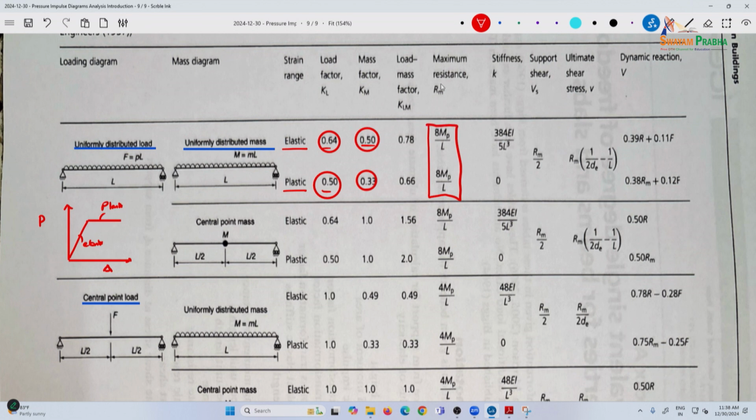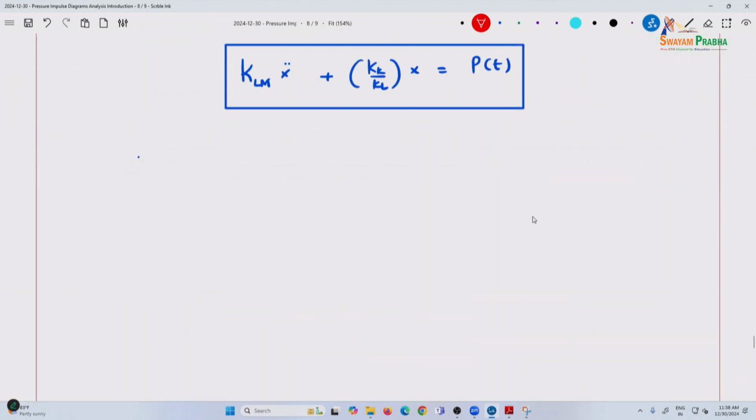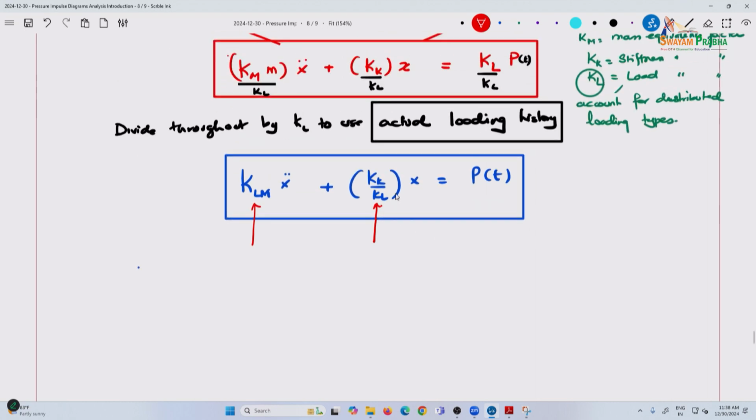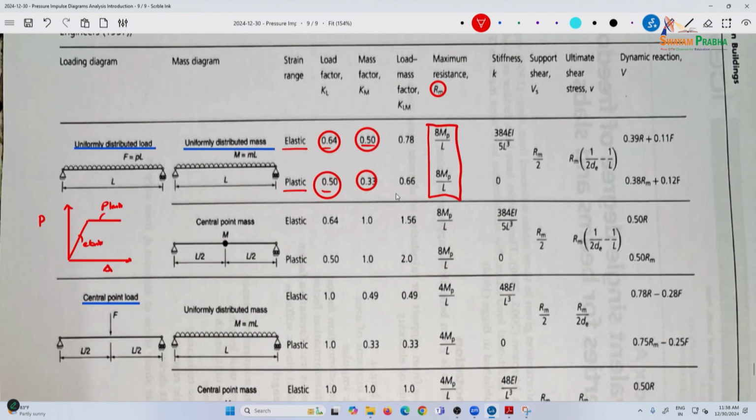What this is Rm. Now, the load mass factor is nothing but KLM. So, here you have the load mass factor KLM, and then this is Kk by KL. And then you set up your differential equations based on these two factors. You have Kk and you have KL. So, these are the stiffnesses in the two.